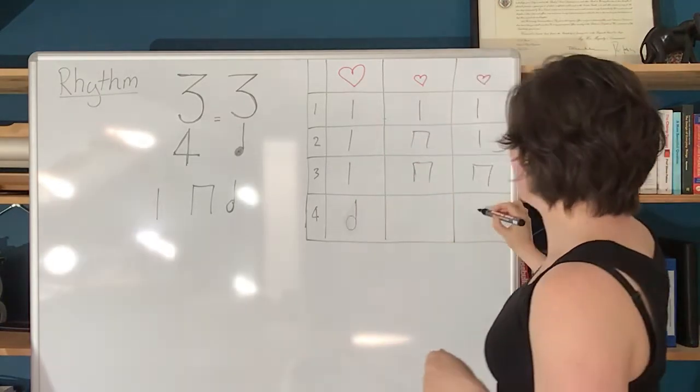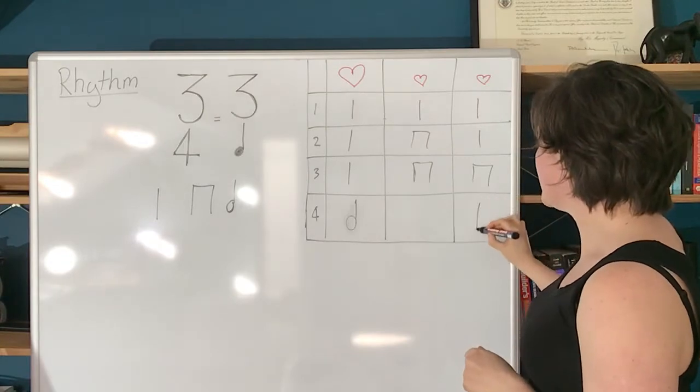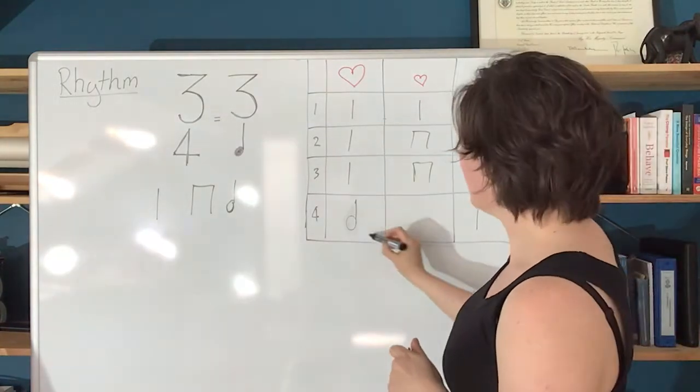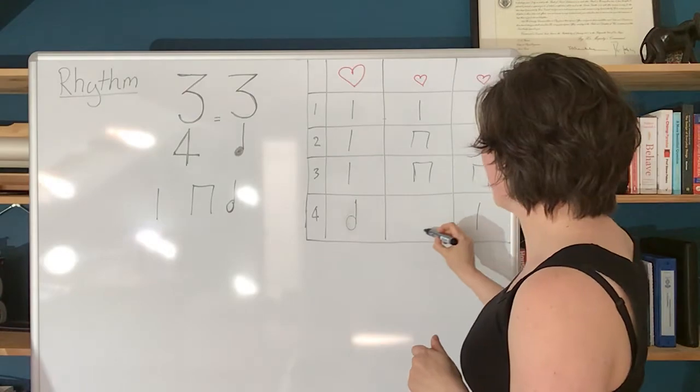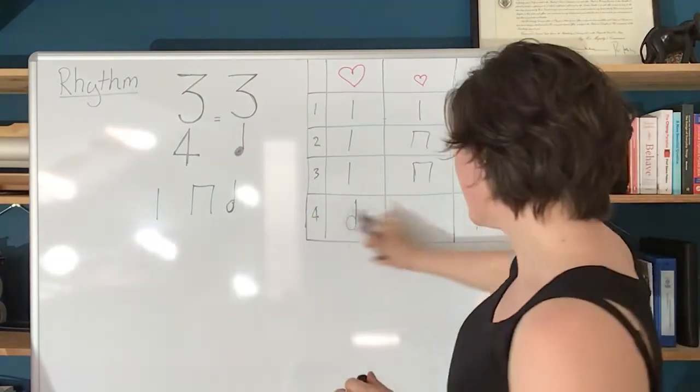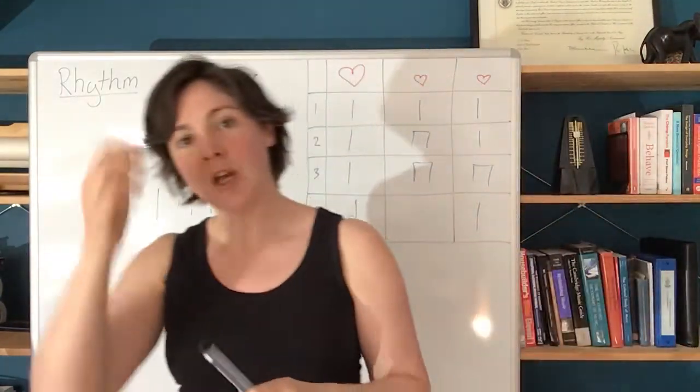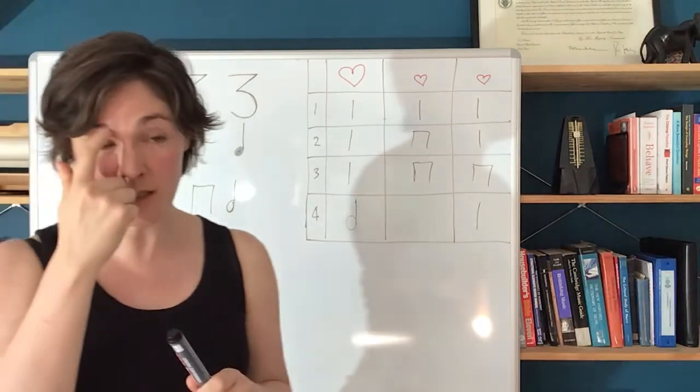Line. Okay. So, two, woo, ta. All right. And if you want to draw a line through that bar, just to remind yourself that the sound continues all the way through the second beat, then you can.